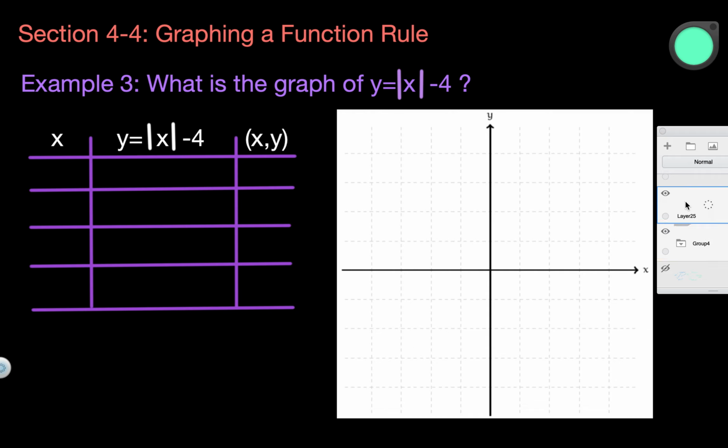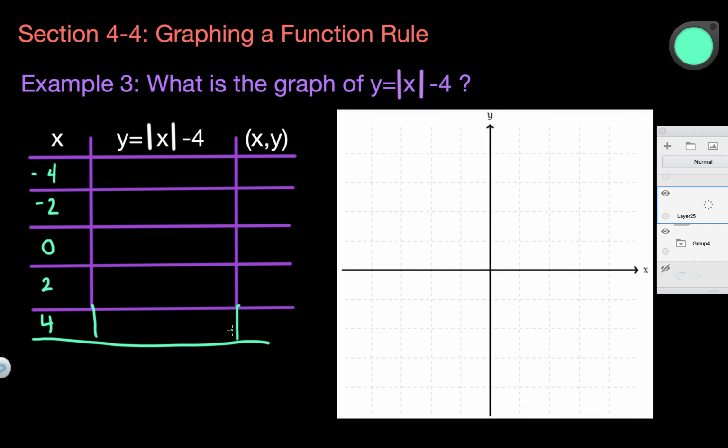So next up, what we want to do is graph something that's a little bit different, something that has something different in it. And in this case, it's an absolute value. So my equation is y equals the absolute value of x minus 4. So again, we just want to pick some points that we like. So we'll do the same: -4, -2, 0, 2, and we'll add 1 in. We'll do 4. Okay?